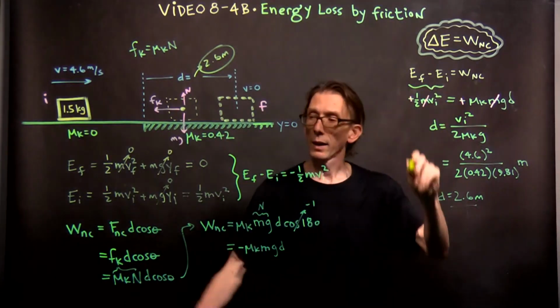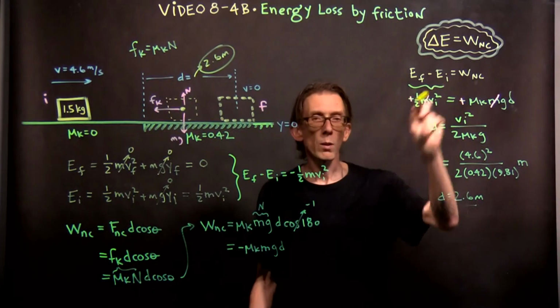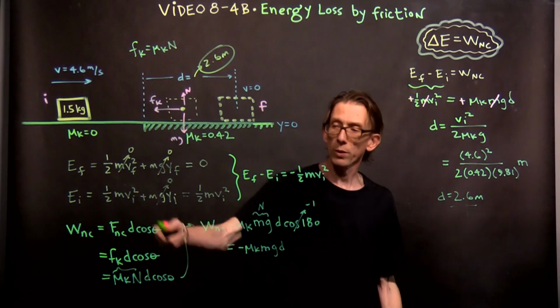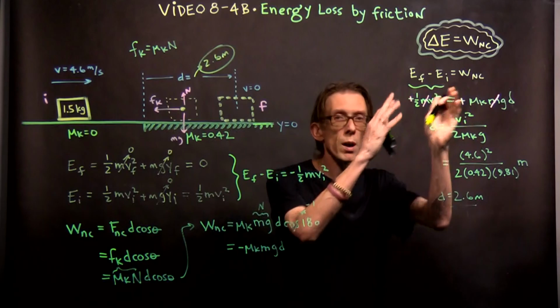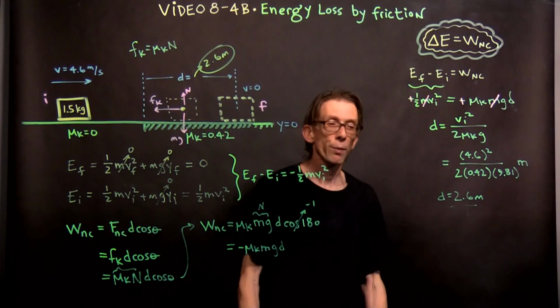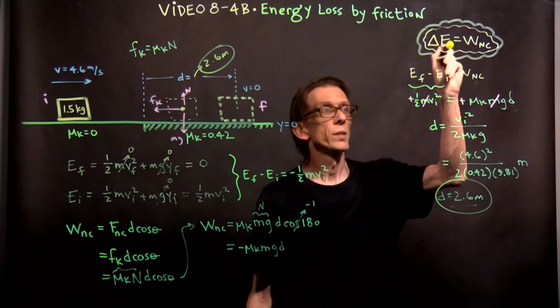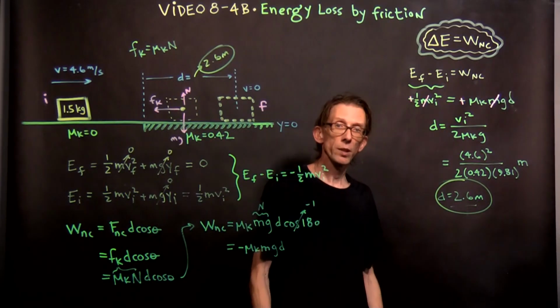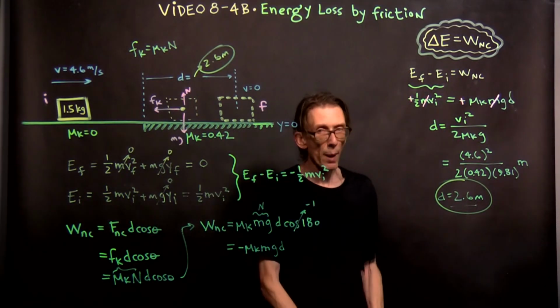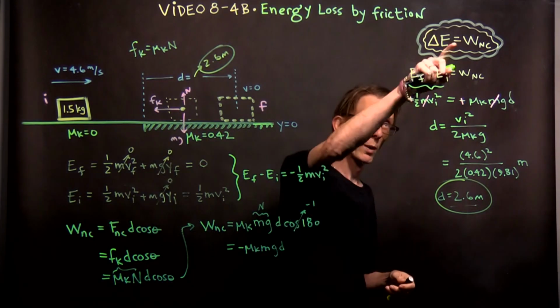All we did, we found E sub F. We found E sub I. We found the work done by a non-conservative force. Put them all in. Solve for the thing we're looking for. And there you have it. This you can bank on, friends. It's golden, solid gold. Not many of those things left in this world, but that's one of them right there.